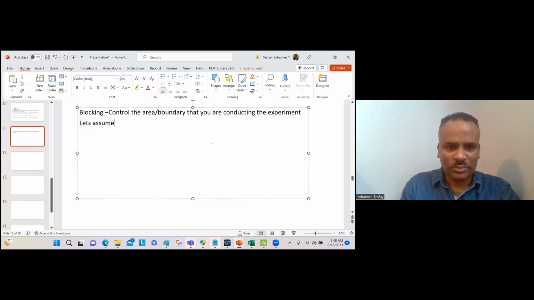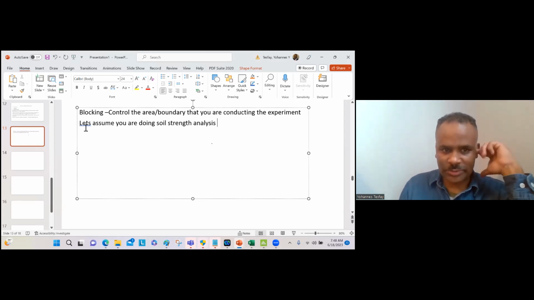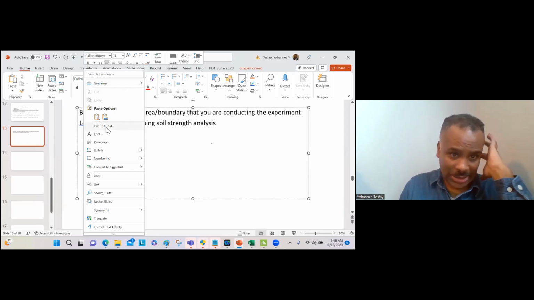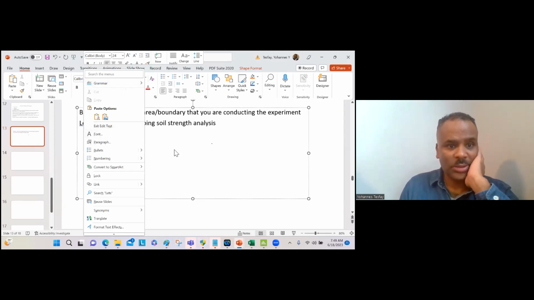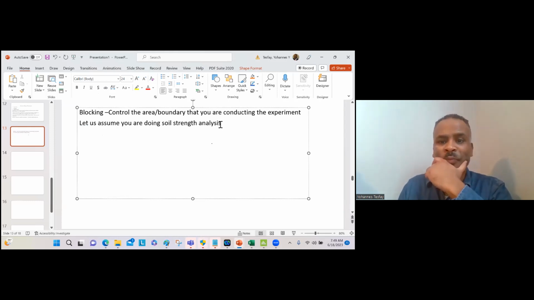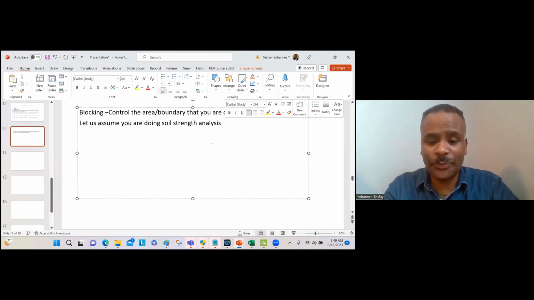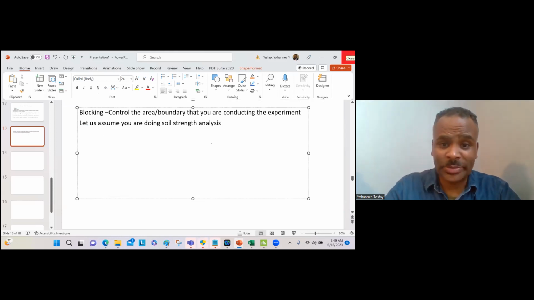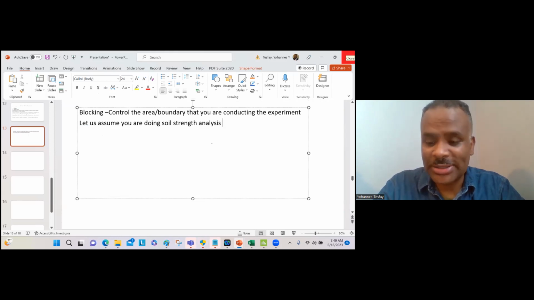Let's assume you are doing soil porosity or soil strength, okay? Soil strength analysis. This is okay. Let's assume that. And the experiment is done. Okay. You're going to just try to do the experiment. Experiment on soil strength analysis.